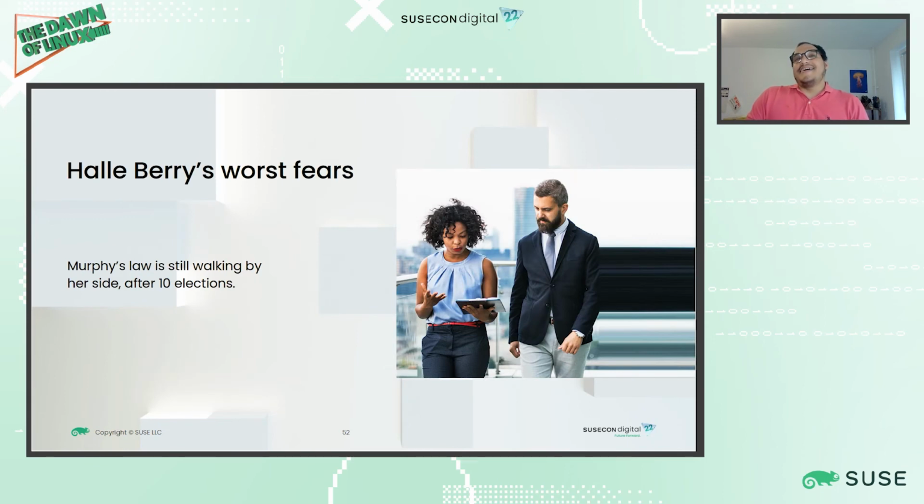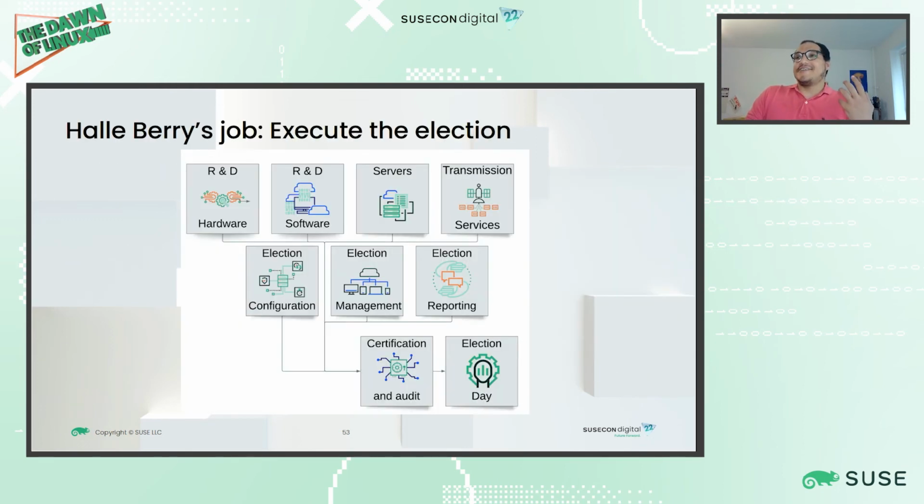Now, Hellberry is the third story, and we know that Murphy's Law can happen. Murphy's Law is there, it lives with us. And in her particular case, even after 10 elections, it was still there. Things could go wrong because this is her field of operation, so she has to work on all of this.